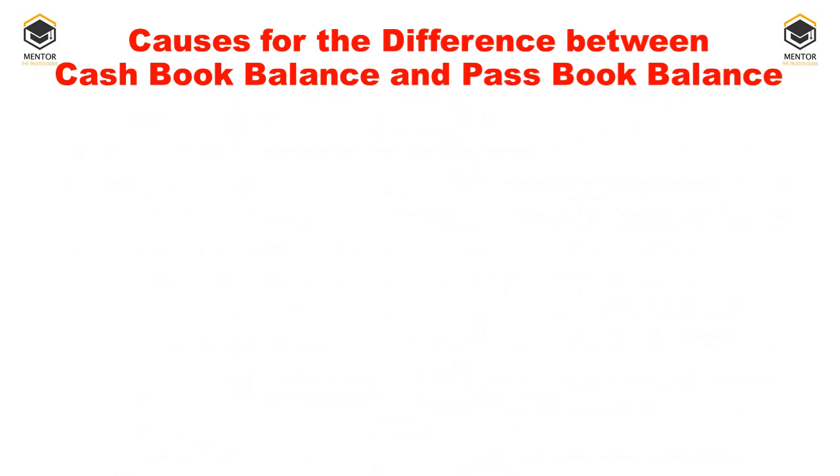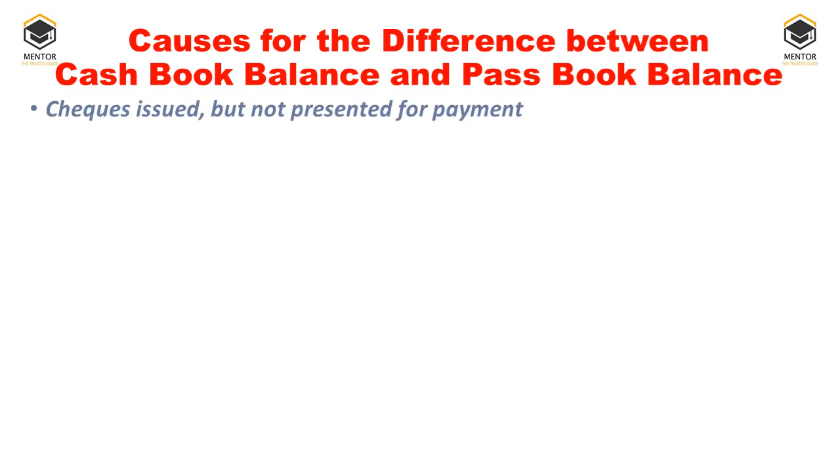Now we'll take up the reasons, that is the causes for the difference between the cash book balance and the passbook balance. One of the reasons is when a check is issued but not presented for payment. What will happen when we issue a check? We here refers to accountants of a business, that is, we maintain the cash book. Please bear in mind, when we issue a check, we write on the credit side of the cash book as a payment is made.